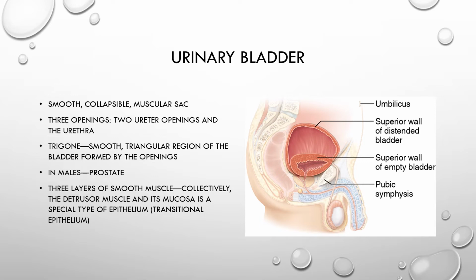Collectively, these are called the detrusor muscle, and its mucosa is a special type of epithelium called transitional epithelium, which we learned about in chapter 3. Both of these structural features make the bladder uniquely suited for its function of urine storage.